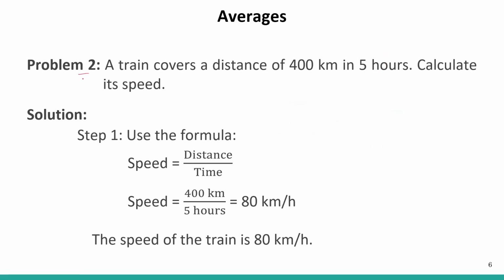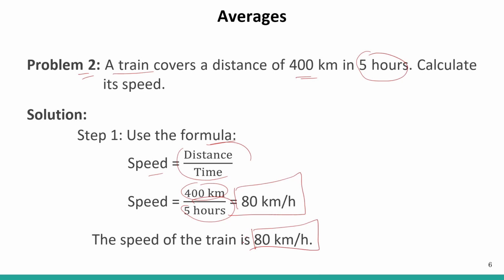So a train covers a distance of 400 kilometer in 5 hours. Using the formula, speed is equal to what? Distance by time. So 400 by 5 hours is equal to 80 kilometer per hour. So the speed of the train will be 80 kilometer per hour, right?